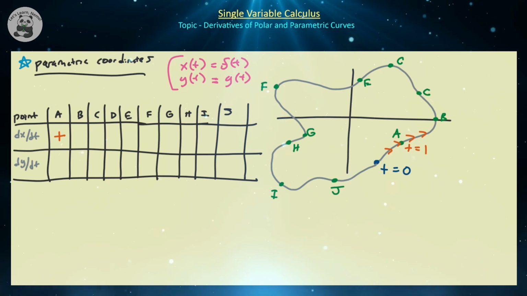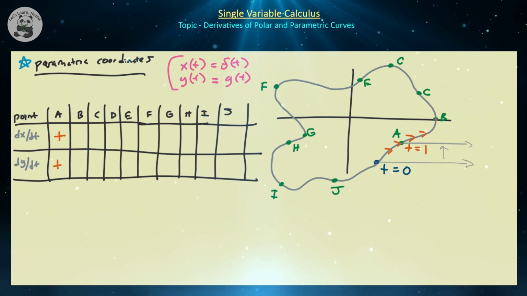And what about our y values? Are we moving up or are we moving down at point A? Obviously we're moving upwards, since the y values at this particular point, t is equal to 0 and t is equal to 1, they are definitely moving up. So the derivative with respect to time of y is going to be positive at that point.